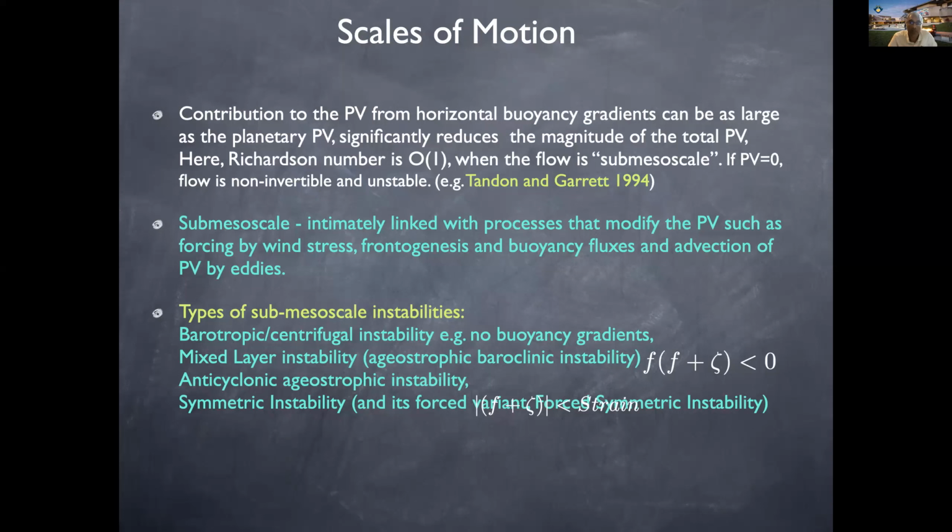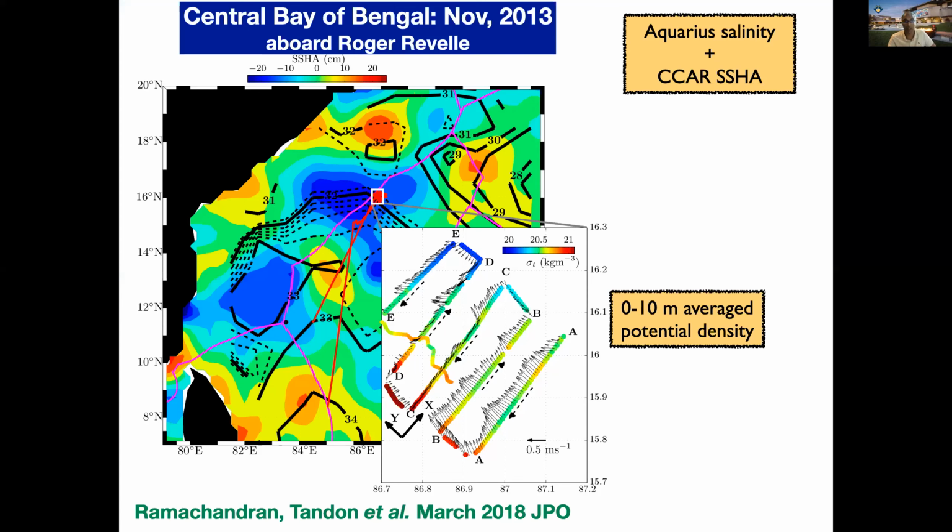I just wanted to show you one example of these instabilities that arise in the Bay of Bengal, and this was done in collaboration with India, a US-India collaboration. This work has been published in the Journal of Physical Oceanography, led by Sanjeev Ramachandran, myself, and many other co-authors. So we were on the Roger Revelle in November 2013, just outside India's EEZ.